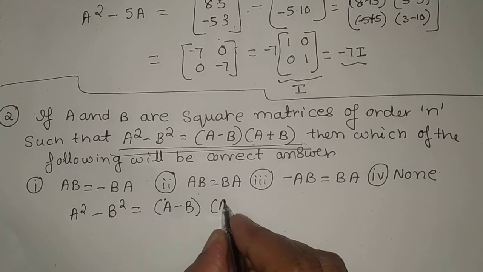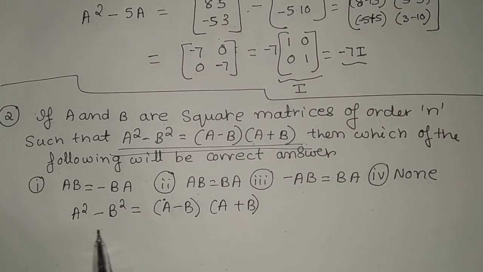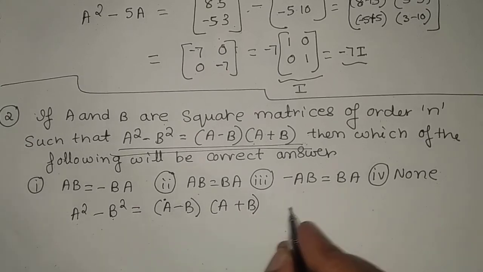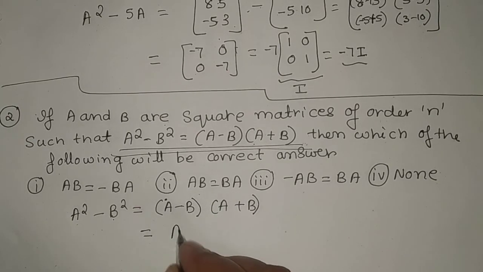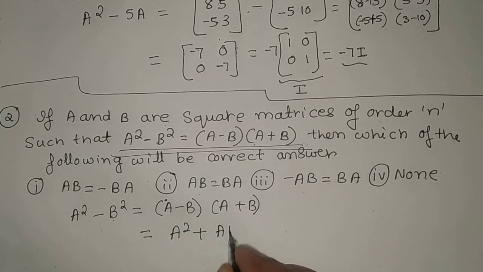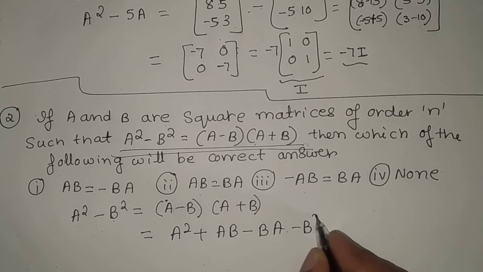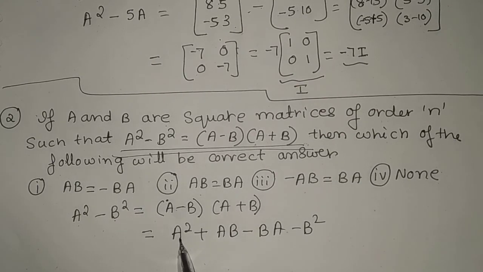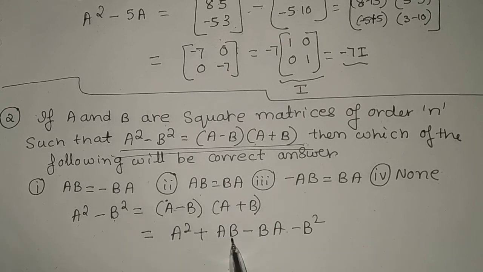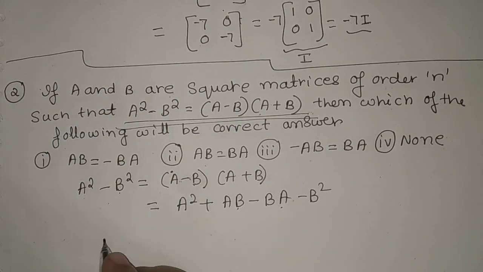and A plus B. Now we expand this and write it as A square, this one, A square plus AB minus BA minus B square. That is, A into A is A square, A into B is AB, then minus B into A is minus BA, B into B is B square. So this is the expansion for this.